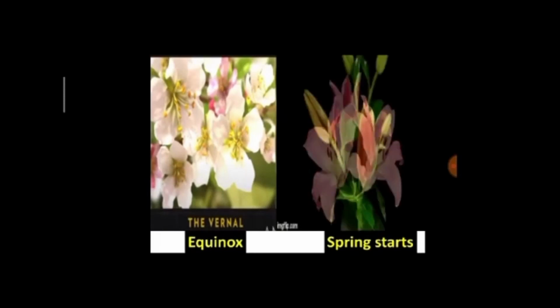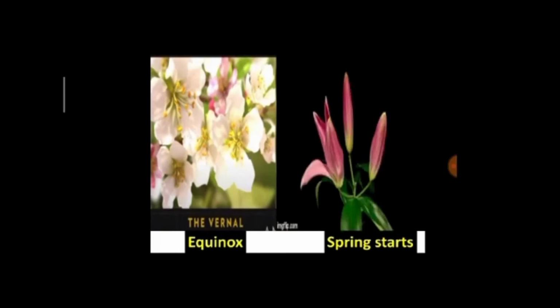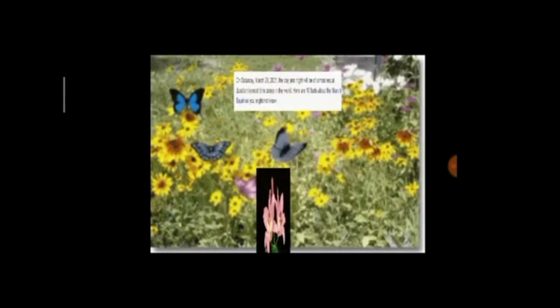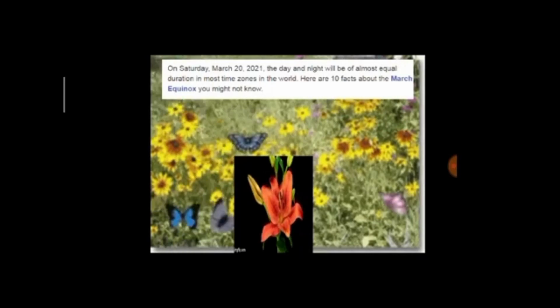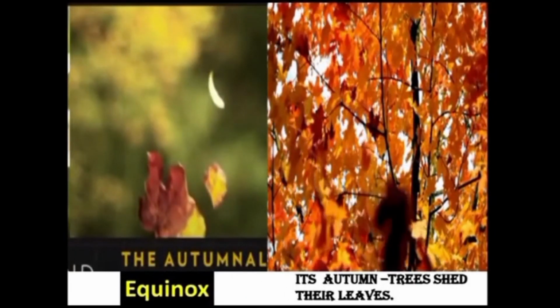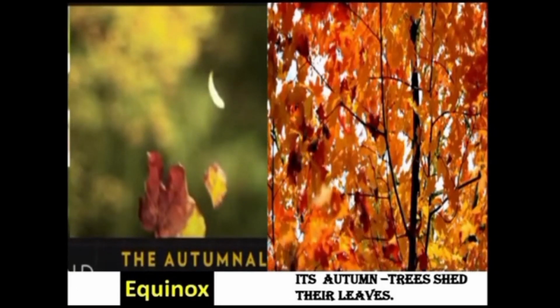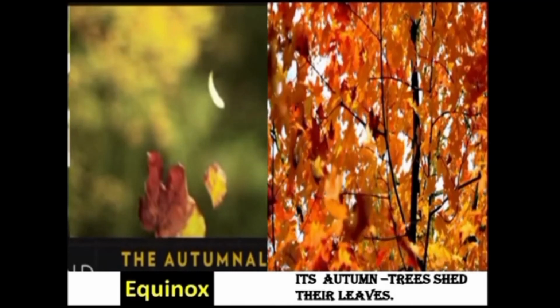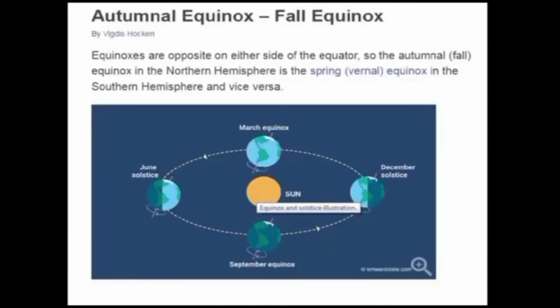Here you can see the spring equinox or the vernal equinox, when the spring starts. Now on Saturday, March 20, 2021, the day and night will be almost equal in duration. Let us see the second equinox, the autumnal equinox. In this equinox, children, the trees shed their leaves. Means what? There is autumn. We know that in the season of autumn, the trees shed their leaves.